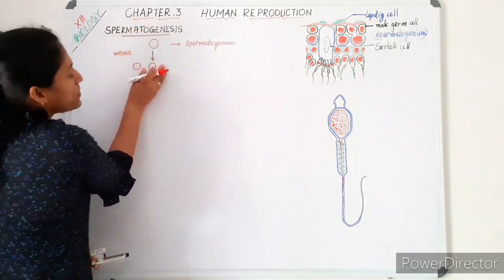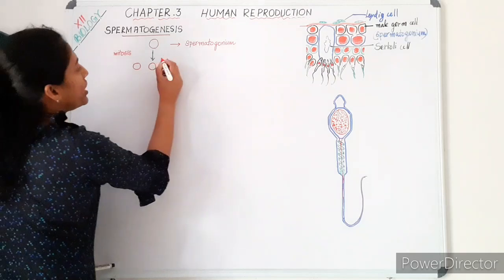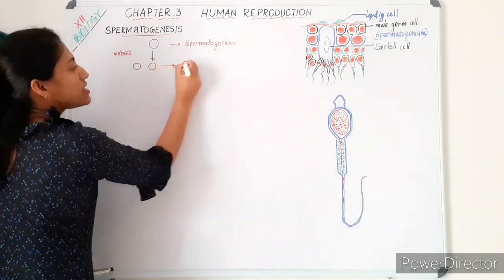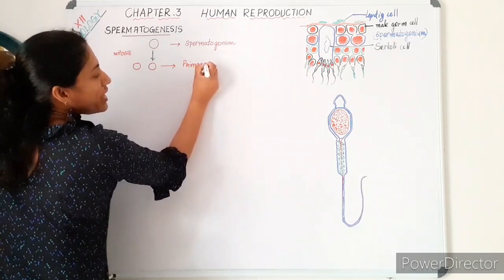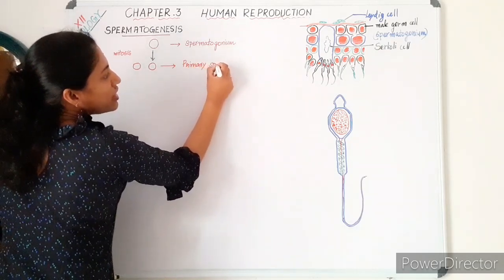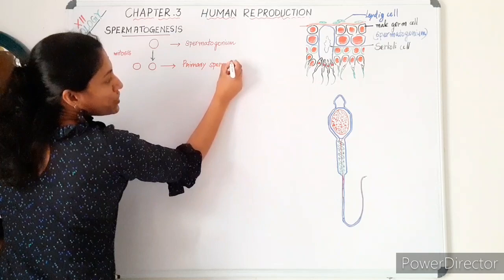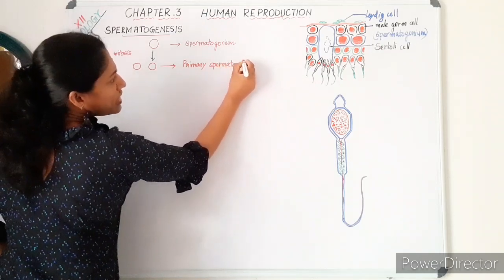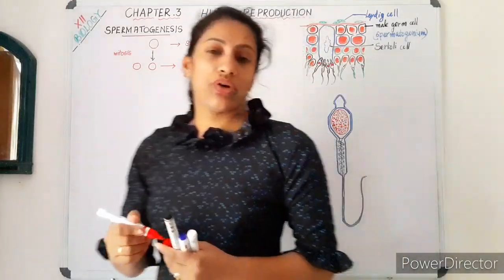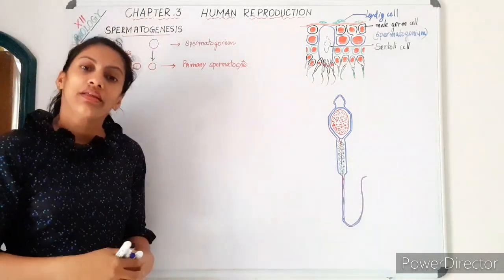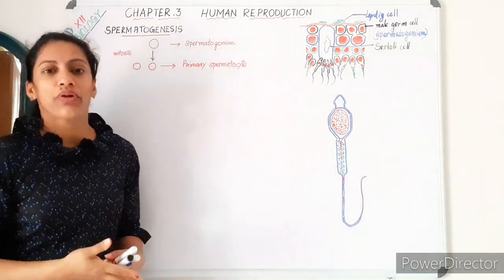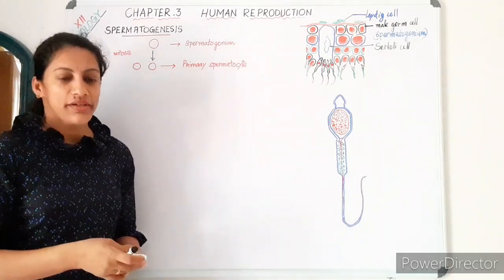Whereas 50% of these spermatogonia act as primary spermatocytes. Keep in mind, they act as primary spermatocytes. What's the ploidy of this cell? What is the ploidy of spermatogonium and what's the ploidy of primary spermatocyte? Are these cells haploid? Are these cells diploid? That's my question. Answer me.